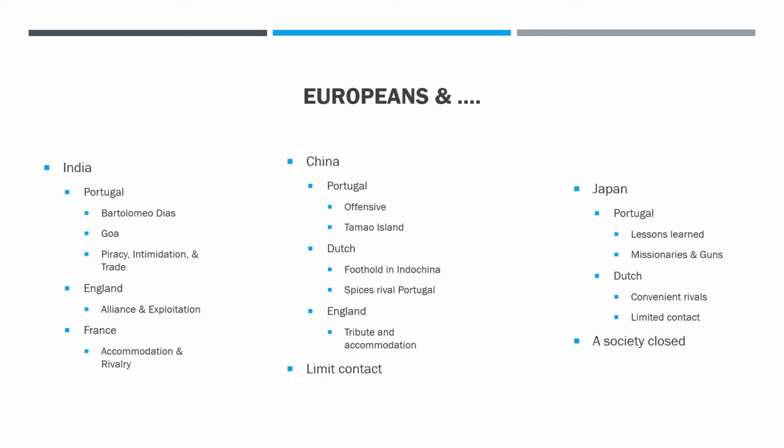Eventually, the Portuguese are replaced by Dutch, who are convenient rivals and are more amenable to that limited contact. And Japan becomes increasingly a closed society, afraid or maybe angered by the ideas and direct contact, the effect that the direct contact with Europeans has upon the Japanese people. We'll explore that a little bit more further on down the road in later weeks.